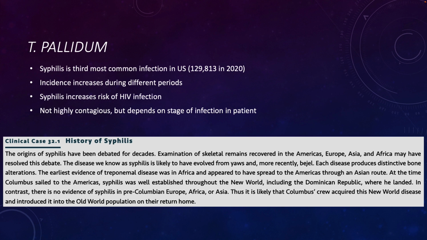So North America and South America were then isolated from Asia and Europe. So there was no syphilis in those places. But then Columbus came and he brought smallpox to the New World and took home syphilis to the Old World. So they call it the Columbian exchange theory.